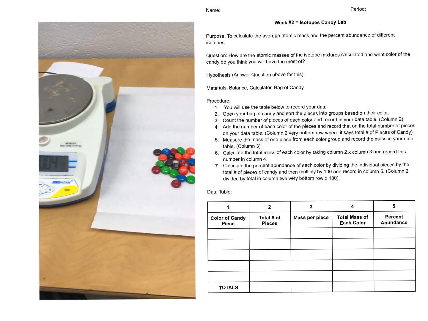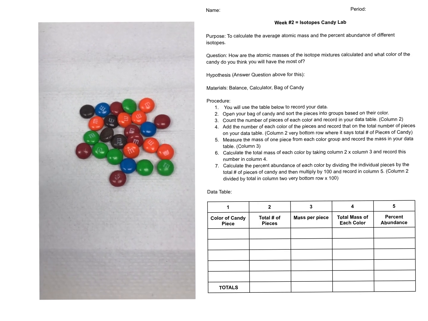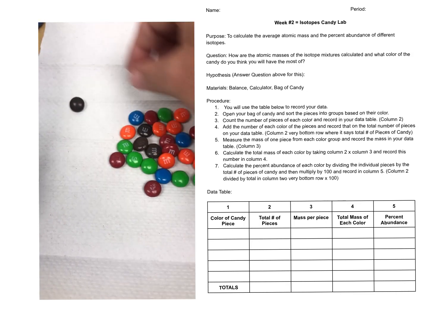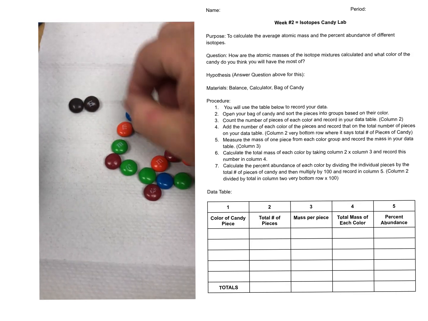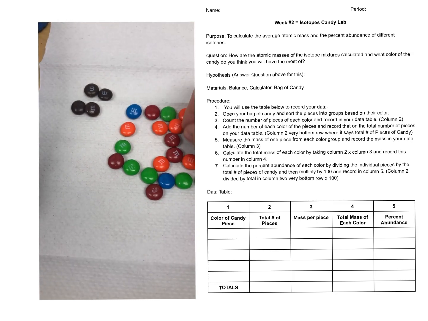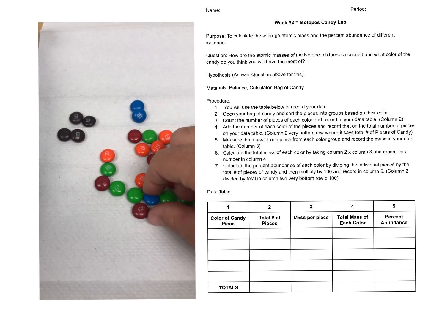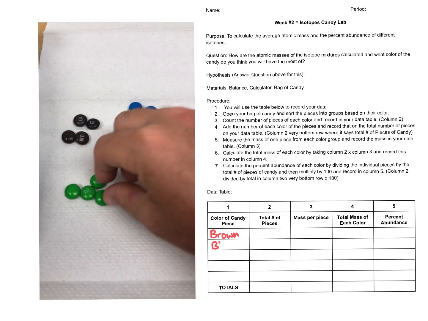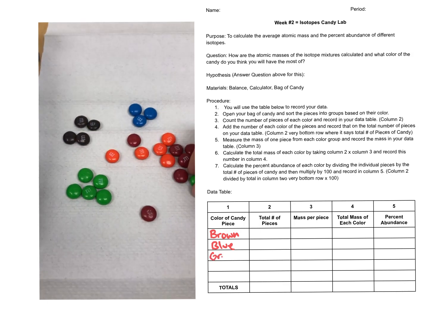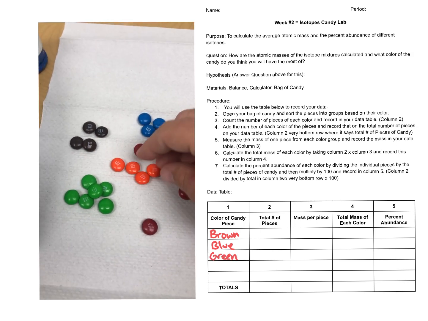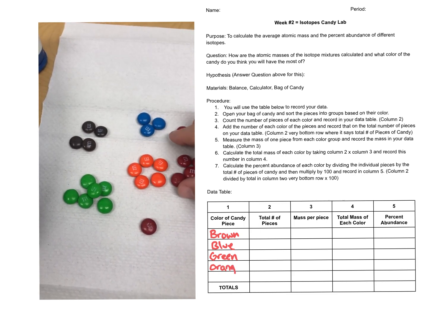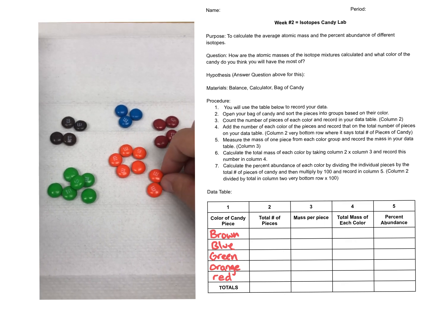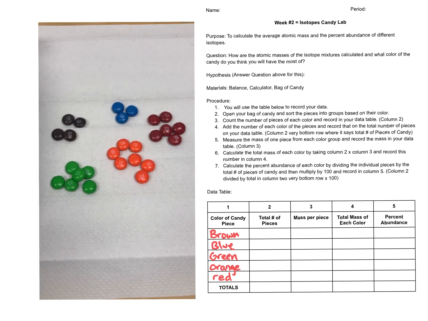Here is your candy that you're going to use for your data. All right, as you can see, there are multiple colors. We're going to separate them. Got brown, blue, green, got orange, and red. Okay, then you need to count how many are in each group.